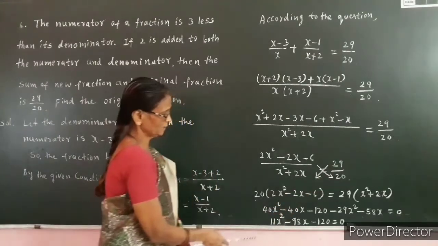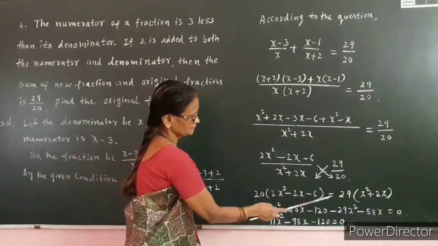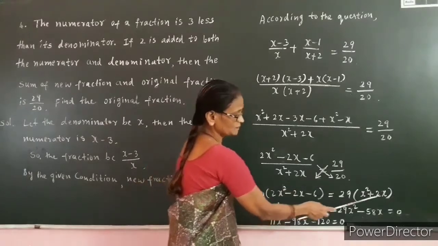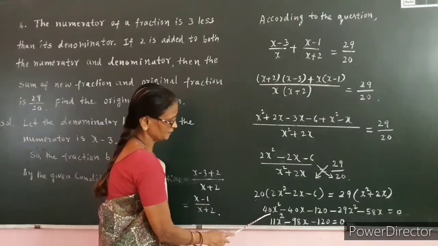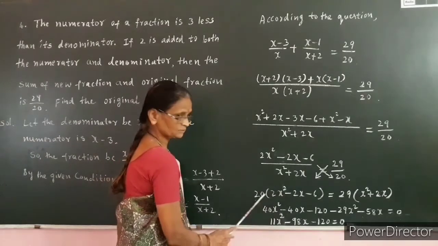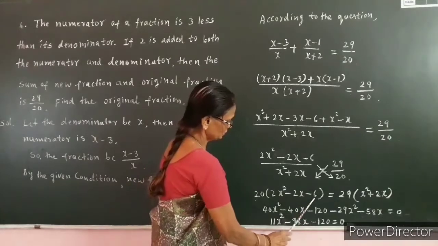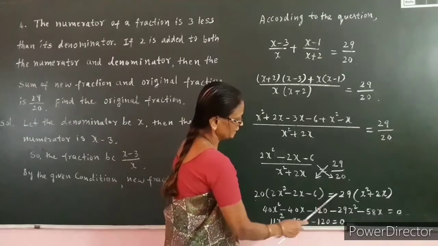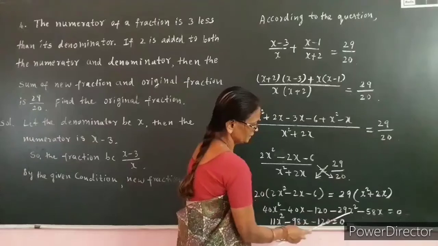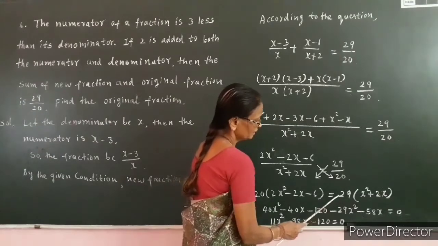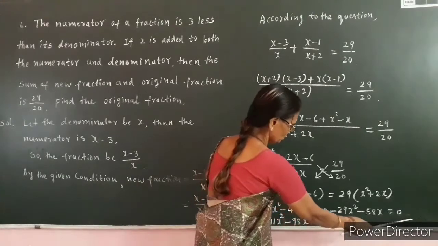Now cross multiply. We get 20 into (2x square minus 2x minus 6) equal to 29 into (x square plus 2x). Multiply 20 into 2 is 40 x square, plus into minus is minus, 20 into 2x is 40x, plus into minus is minus, 20 into 6 is 120. Now transpose this: it becomes minus 29 x square, and minus 2 into 29x, which is minus 58x, equal to 0.